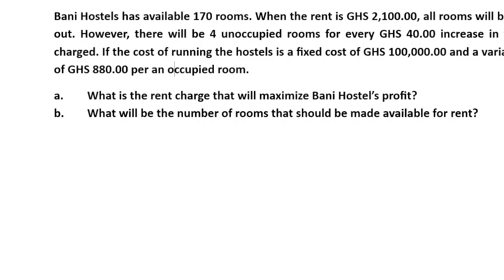If the cost of running the hostel has a fixed cost of 100,000 and a variable cost of 880 per unoccupied room, it means that for every room that will be occupied, 880 variable costs will be incurred.